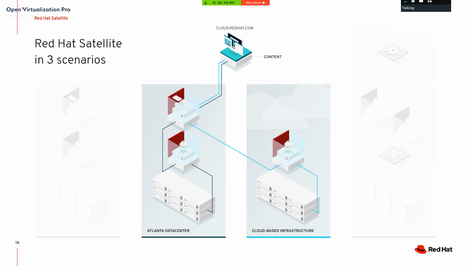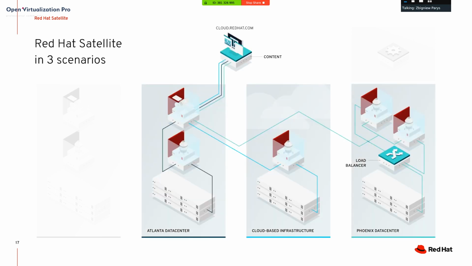Okay, this company was growing. They buy some bare metal servers or virtual servers in some cloud operator. To avoid traffic between the data center in Atlanta and the cloud-based infrastructure, they create a Red Hat Satellite capsule in this same environment.